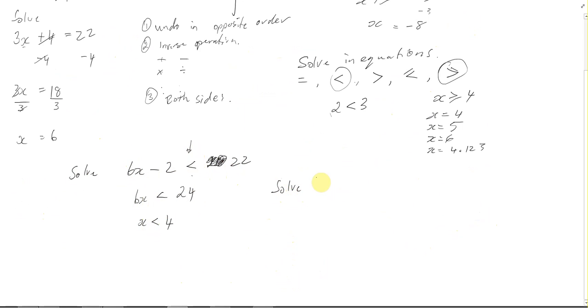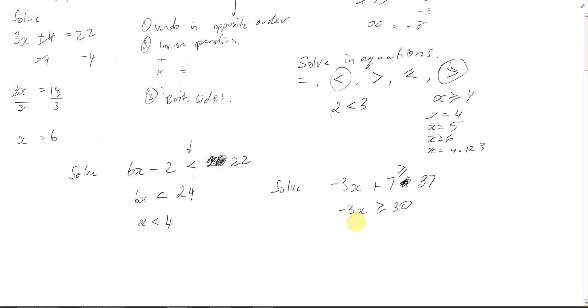Let's solve negative 3x plus 7 is larger than or equal to 37. Oh, whoops, not equals, sorry. Okay, let's try and solve this one. First we have to get rid of this plus 7, so we'll do a minus 7 to both sides. It's greater than or equal to 30.